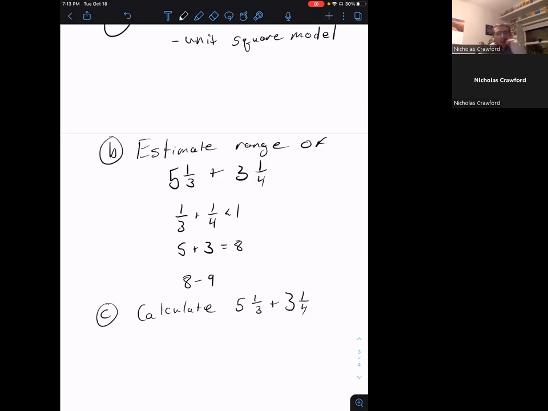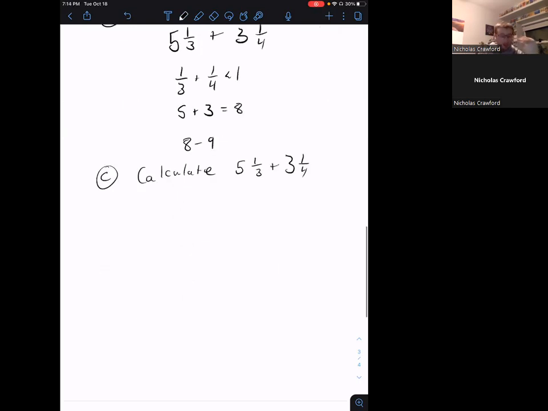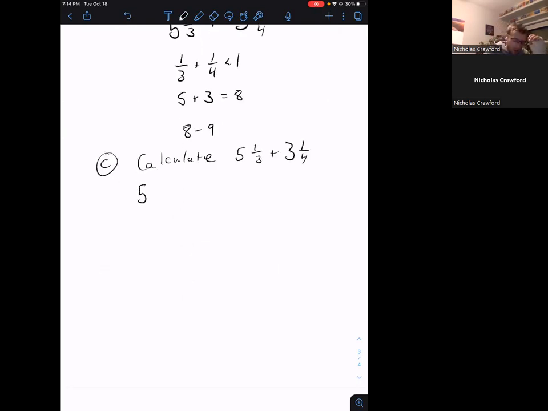Something like this. Okay. So go back and rewatch some of those videos and make sure that you understand how to do this. And remember how we do this. We say, well, this is really 5 plus 3. We group the whole numbers. And then we group the fractions. And sometimes we have to borrow. Sometimes we have to do some exchanging, something like that. But for a third and a fourth, they need common denominators.